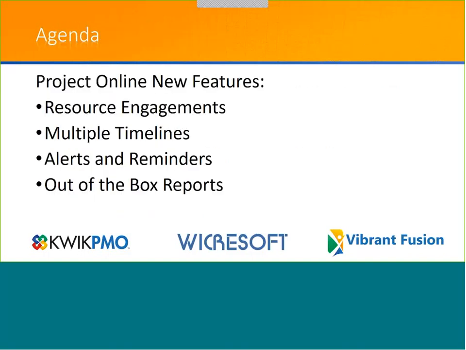All right, so what we're going to cover today is we're going to look at some of the new features that Microsoft has rolled out to Project Online and Project Server 2016. So we're going to focus on 4 different areas. Resource engagements. We're also going to take a look at the multiple timeline capability. We're going to take a look at alerts and reminders. And then we're also going to look at some of the out-of-the-box reports that they've added to the tools.